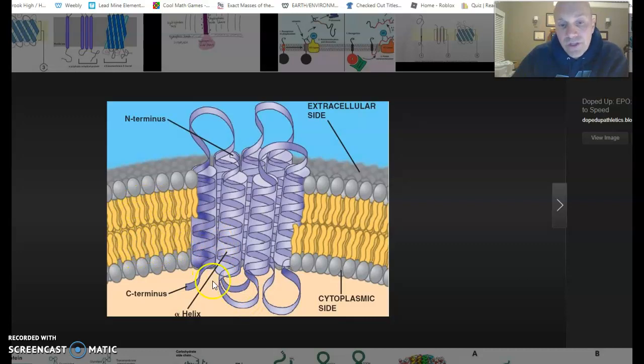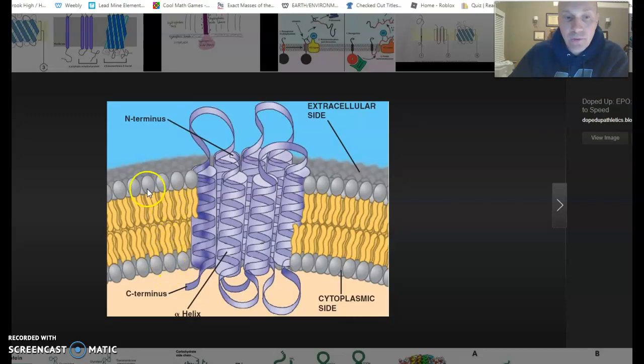What this shows right here is a protein which is embedded into that lipid bilayer. And one important thing to remember is that there's no covalent bond between this lipid bilayer and this protein. In fact, there's no covalent bonds between this phospholipid molecule right here and this phospholipid molecule right here. They're just held together by London dispersion forces.